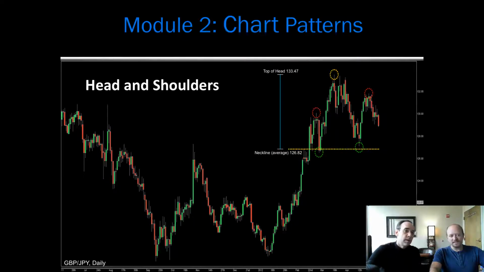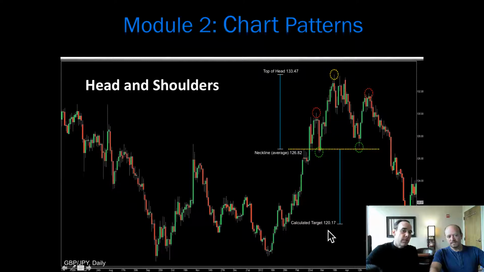But anyway, we average those, and what we do is we measure from the top of the head down to that average neckline. And then, if we click down one more time, we're going to take this calculated target, put it down here, and that gives us a potential target right here. And if we move right there, you can see where the price, this is an actual chart, and this was actual price movement, broke through the neckline.